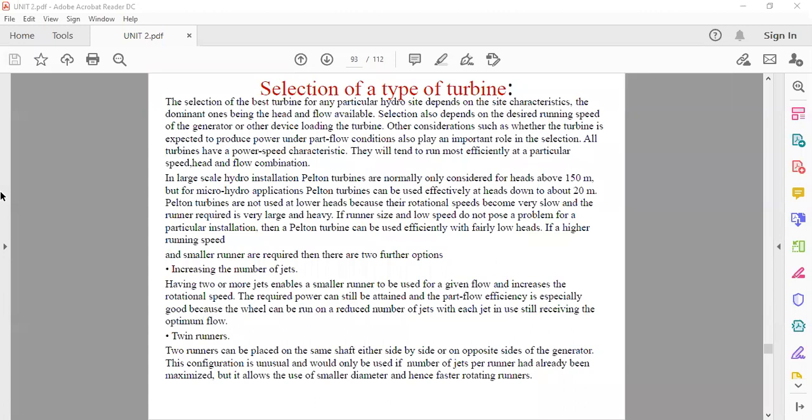The part flow efficiency is especially good because the wheel can be run on a reduced number of jets, with each jet in use still receiving the optimum flow. Twin runners: two runners can be placed on the same shaft, either side by side or on opposite sides of the generator. This configuration is unusual and would only be used if the number of jets per runner had already been maximized, but it allows the use of smaller diameter and hence faster rotating runner.